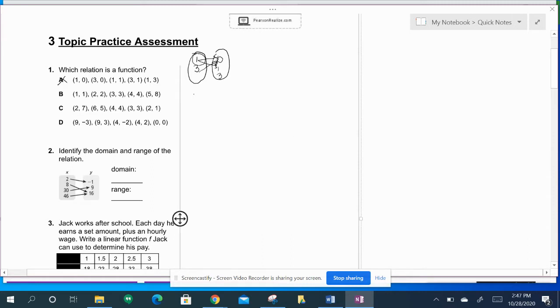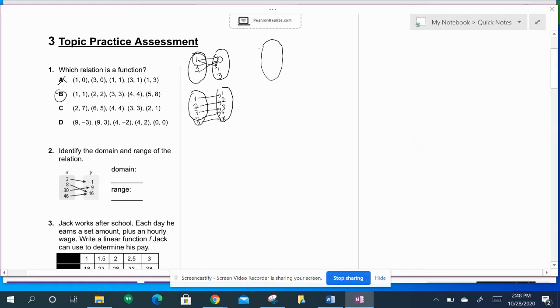When I look at B, I can start again with my domains of 1, 2, 3, 4, and 5. I'm going to make it a little bigger there, 5. And then my ranges of 1, 2, 3, 4, and 8. So 1 goes to 1, 2 goes to 2, 3 goes to 3, 4 goes to 4, 5 goes to 8. B would be considered a function.